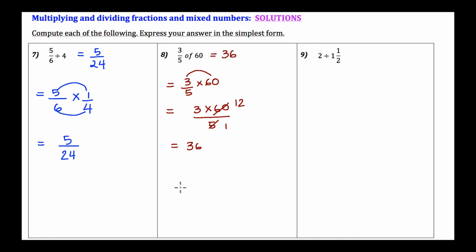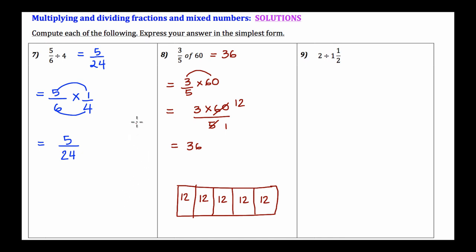And that makes sense because suppose this is 60 and these are fifths. Each one of them has 12 inside. So 12 times 5 is 60. And now I am interested in 3 of these fifths. So I'm interested in 3 of them. And so 12 plus 12 plus 12 is 36.